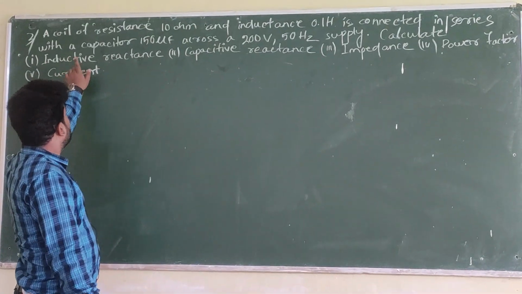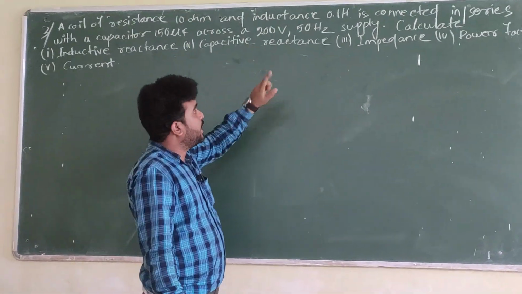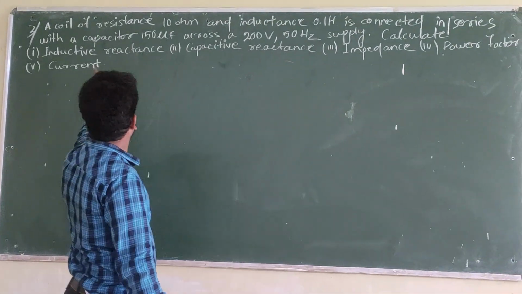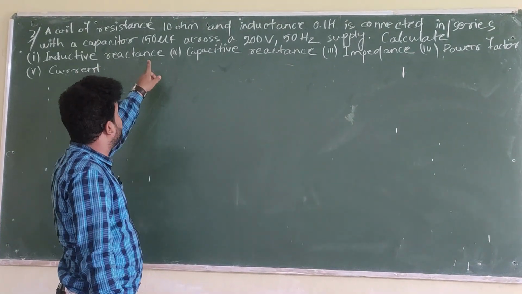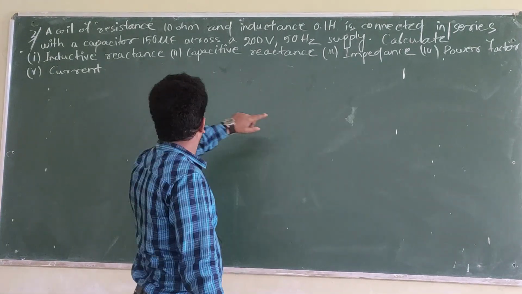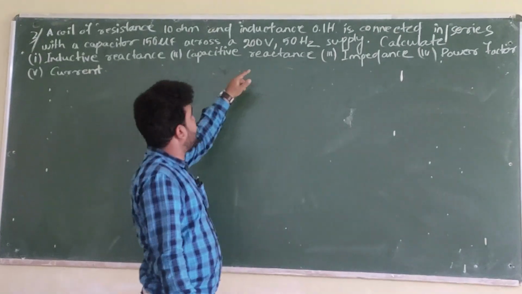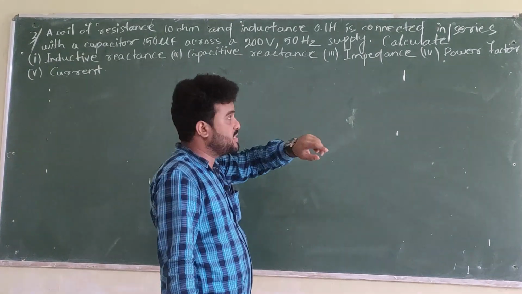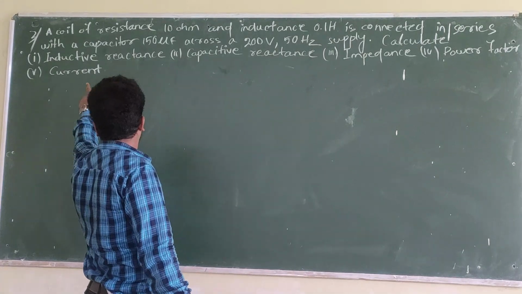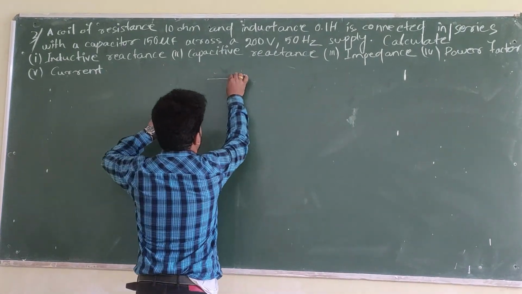Previous year question. A coil of resistance R is 10 ohm, inductance 0.1 Henry is connected in series with a capacitor of 150 microfarad across a 200 volt, 50 hertz supply. Calculate the inductive reactance XL, capacitive reactance XC, impedance Z, power factor cos phi, and current. So first you draw the diagram connected in series.